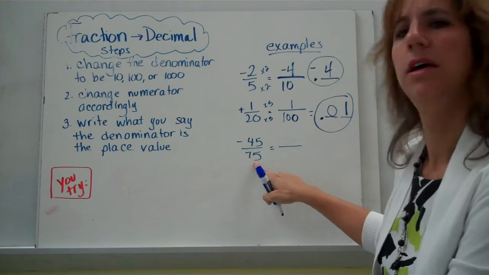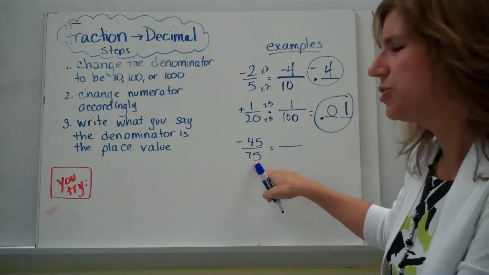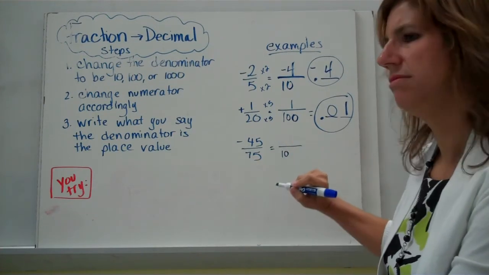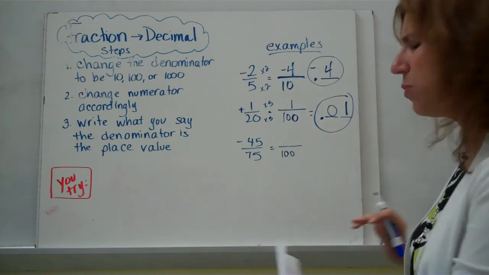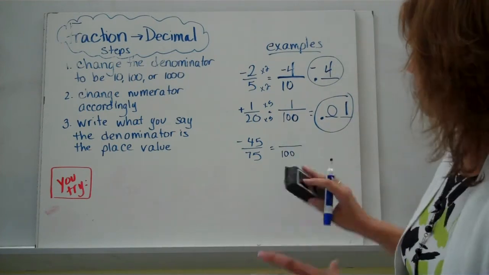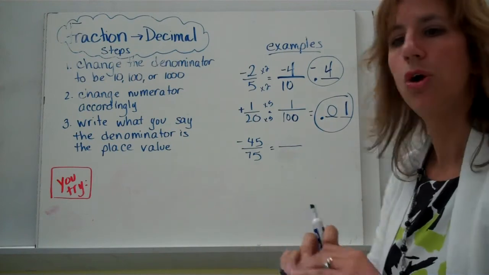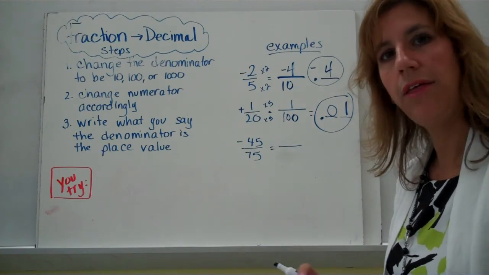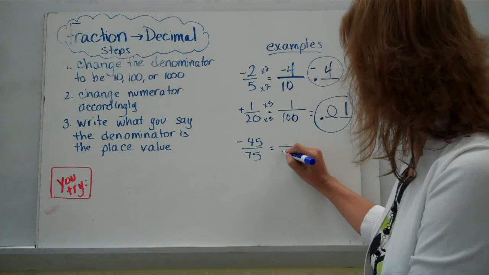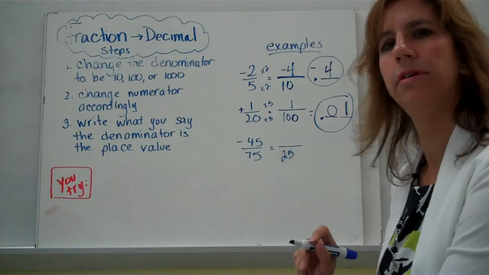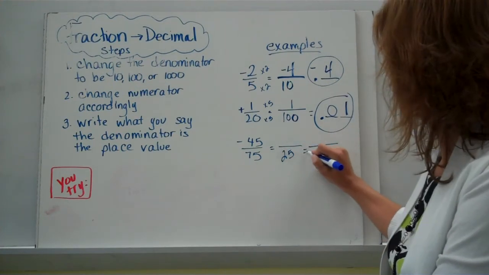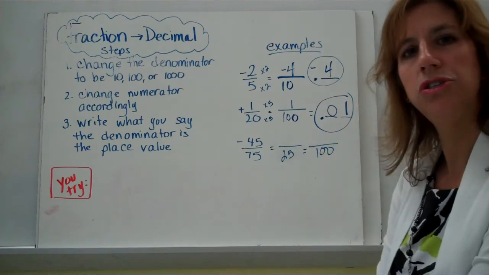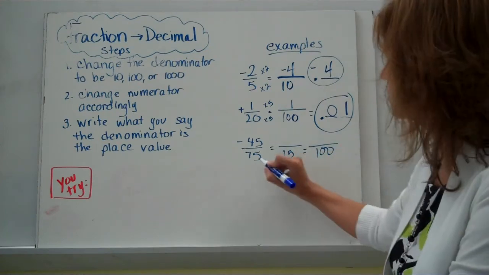This one's a little tricky because as you can see here, 75 doesn't go into 10 and it doesn't go into 100. So what can we do? Well, one way you can do this is you can reduce the fraction and then bring it back up again. I can reduce this down to 25. And I know 25 goes into 100. Do you see how that works? Let's work through this here together.